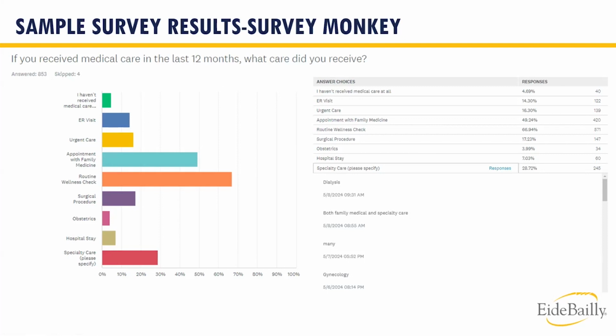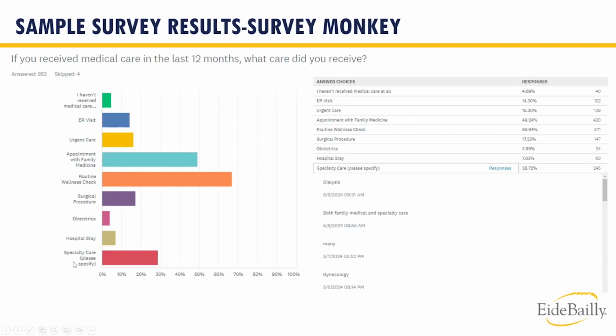But the survey tool accumulates all those answers, and for each question is going to give information back already put together. So in this case, you can see, if you received medical care in the last 12 months, what care did you receive? They gave these as options. So you can see how many people chose each option in a graph format. And then over here, same question, they give you the percentage that responded to each. So this makes it pretty easy to be able to see where these answers are coming in versus having to read through all of the responses.